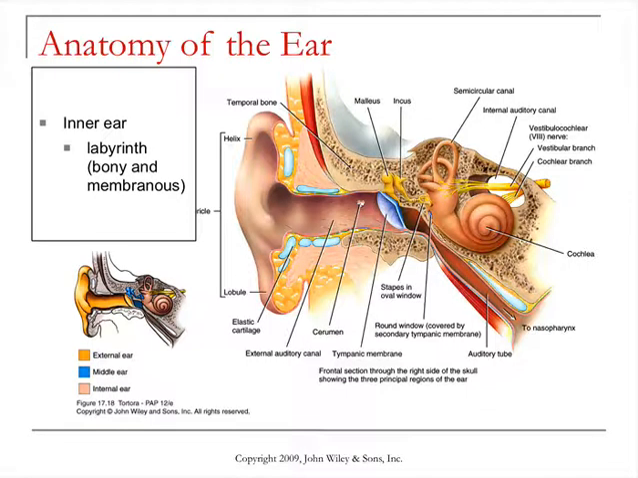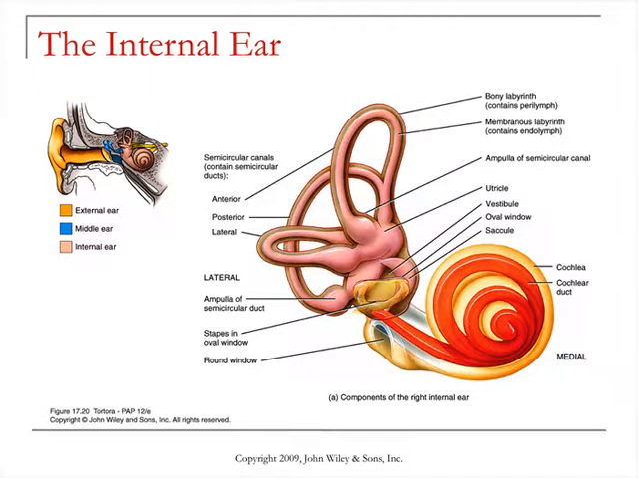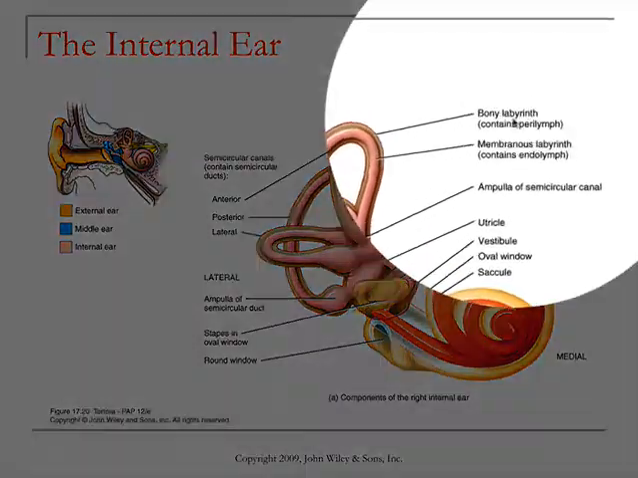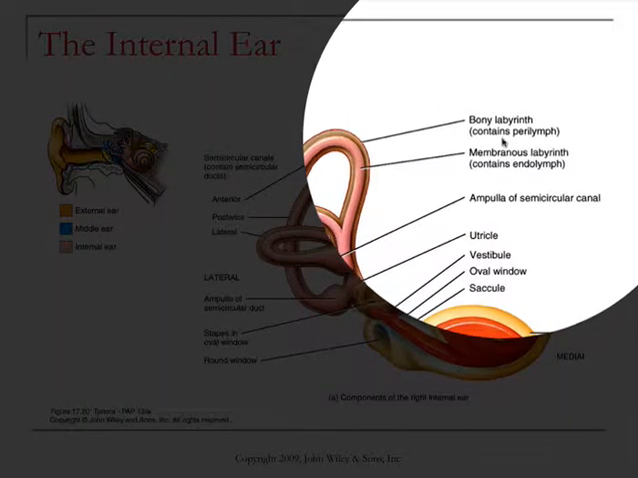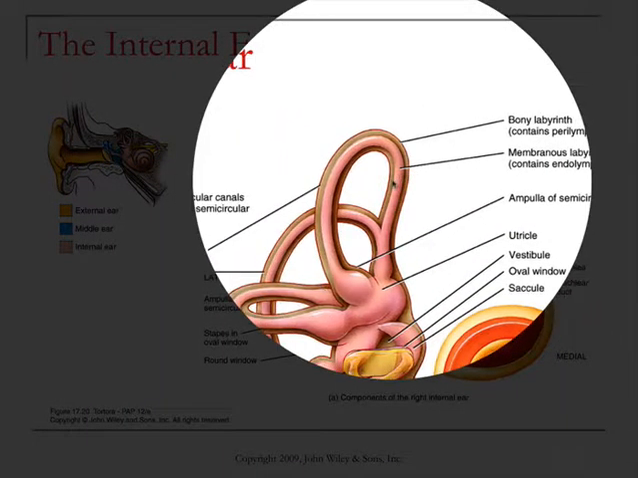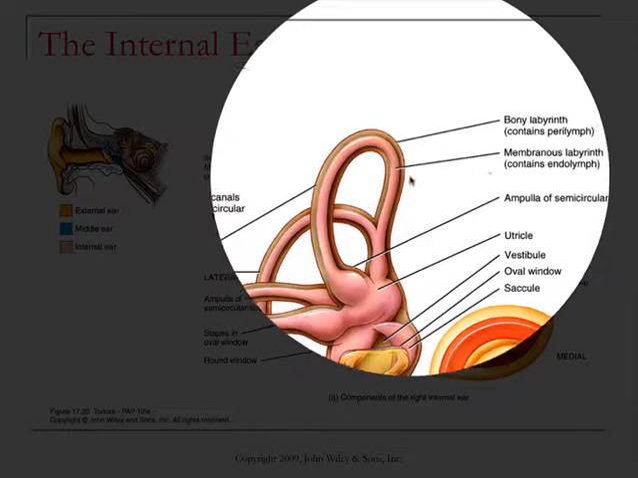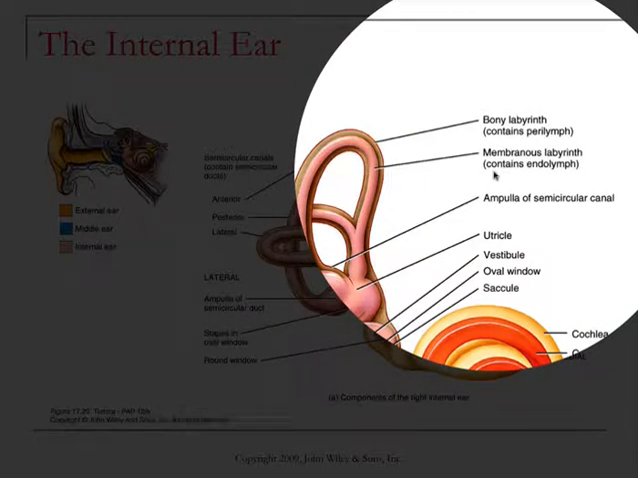The inner ear is called the labyrinth. The word labyrinth means maze, and there's a bony part and there's a membranous part. We'll look at each of these parts in the next few slides. In this diagram, we can see the bony labyrinth, which contains a fluid called perilymph, and the membranous labyrinth, which contains a fluid called endolymph.